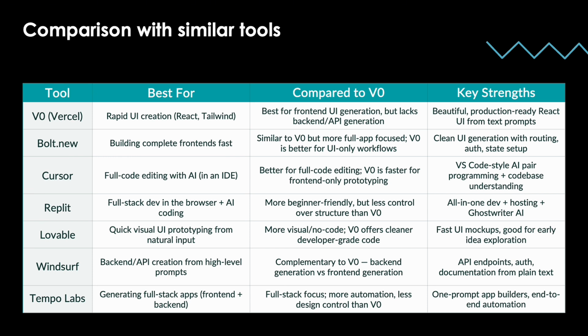Also, Lovable here is quick. Visual UI prototyping from natural input, much like V0, and more visual, no code. However, V0 offers cleaner developer-grade code than Lovable.